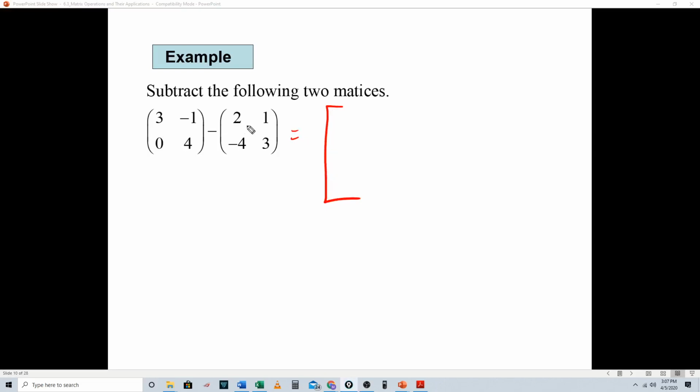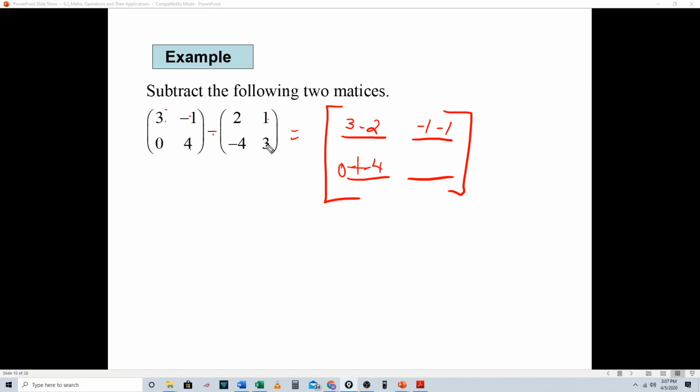So this is a 2 by 2 and a 2 by 2. So I'm going to have 2 rows, 2 columns. And I'm going to take each position. So 3 minus 2. Right, -1 minus 1. You take each position minus its identical position. So first row, first column, minus first row, first column. Second row, first column, minus second row, first column. So 0 minus a -4. And yes, that becomes plus.